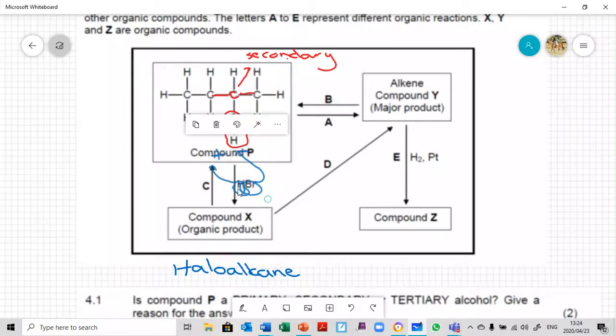Whoops. Actually, let me just get that out of the way. There we go.